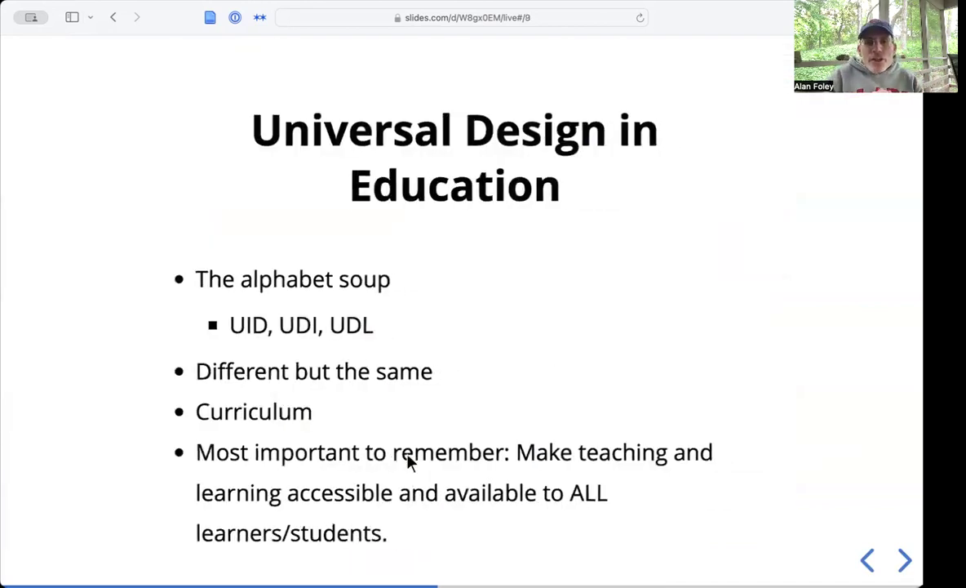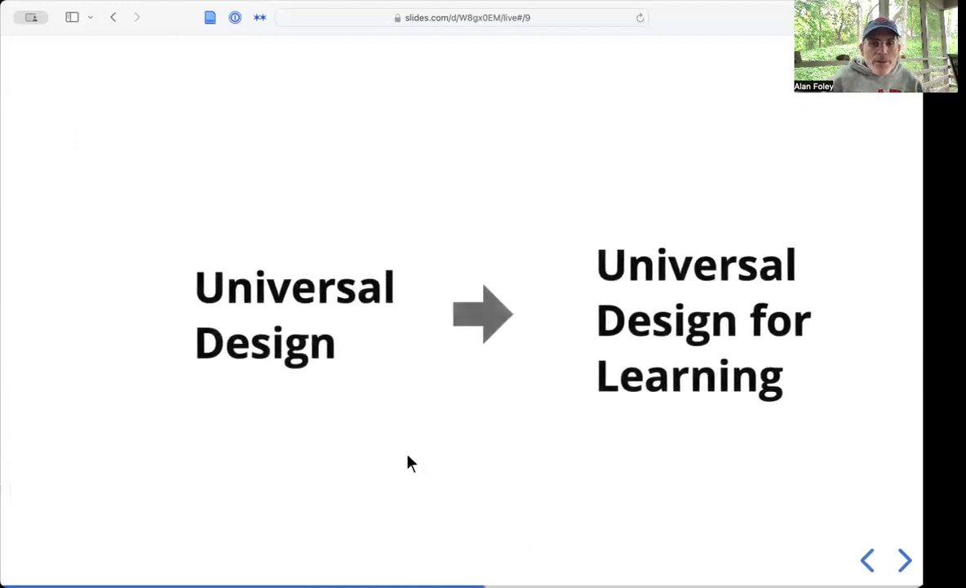So this leads us to universal design in education. I call it the alphabet soup because there are a number of different acronyms. The most common one is UDL, Universal Design for Learning. There's also Universal Instructional Design, which is UID, or UDI, which is Universally Designed Instruction. These are all kind of different, but the same. And we're thinking about things like instruction and curriculum. And what I would say is the most important thing is this is about making teaching and learning accessible and available to all learners. And there's a dog in the background.